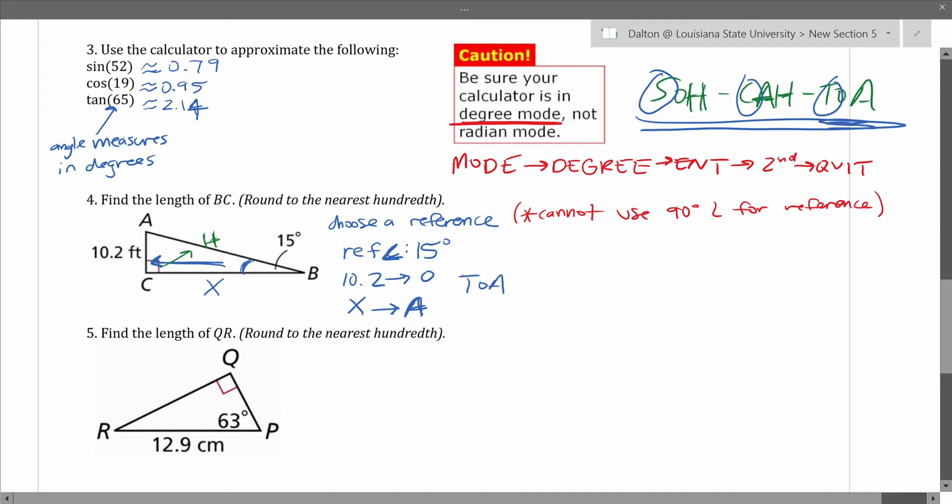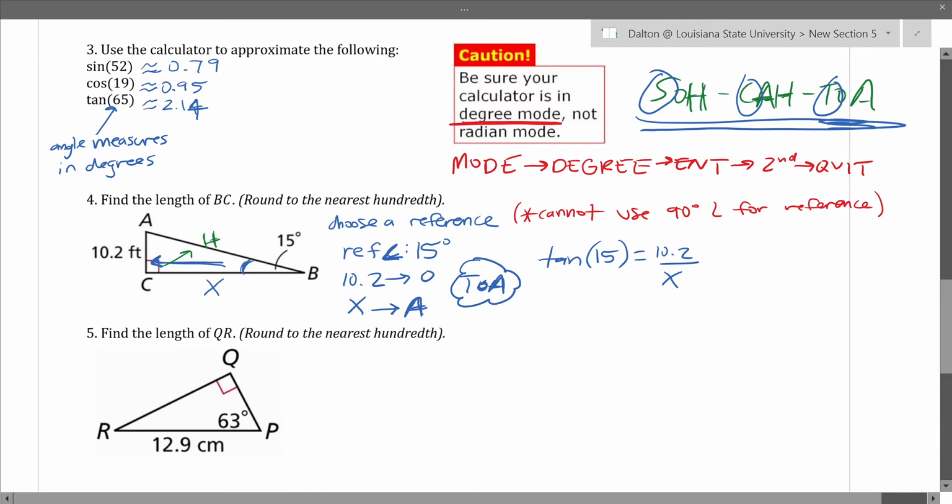So if I'm going to use TOA, then I can set up an equation. Then I can say that the tangent of, we always put our reference angle inside, right? So the tangent of 15 is equal to, you put opposite over adjacent. So opposite was 10.2. Adjacent is X. Okay, hopefully you're with me so far.